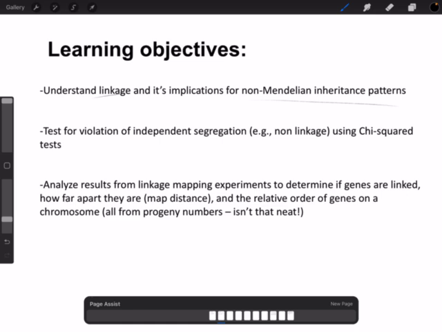I want you to be able to test for violation of independent assortment, or non-linkage, using chi-squared tests. And then finally, to analyze results from linkage mapping experiments to determine if genes are linked, how far apart they are in map distance, and the relative order of genes on a chromosome, all from counting progeny numbers. So just by doing a specific cross and counting the numbers of different phenotype combinations that you have, you can determine all of that: what chromosome genes are on, how far away they are from one another, and their relative order on a chromosome, which is a very cool and powerful old school technique here in linkage mapping.